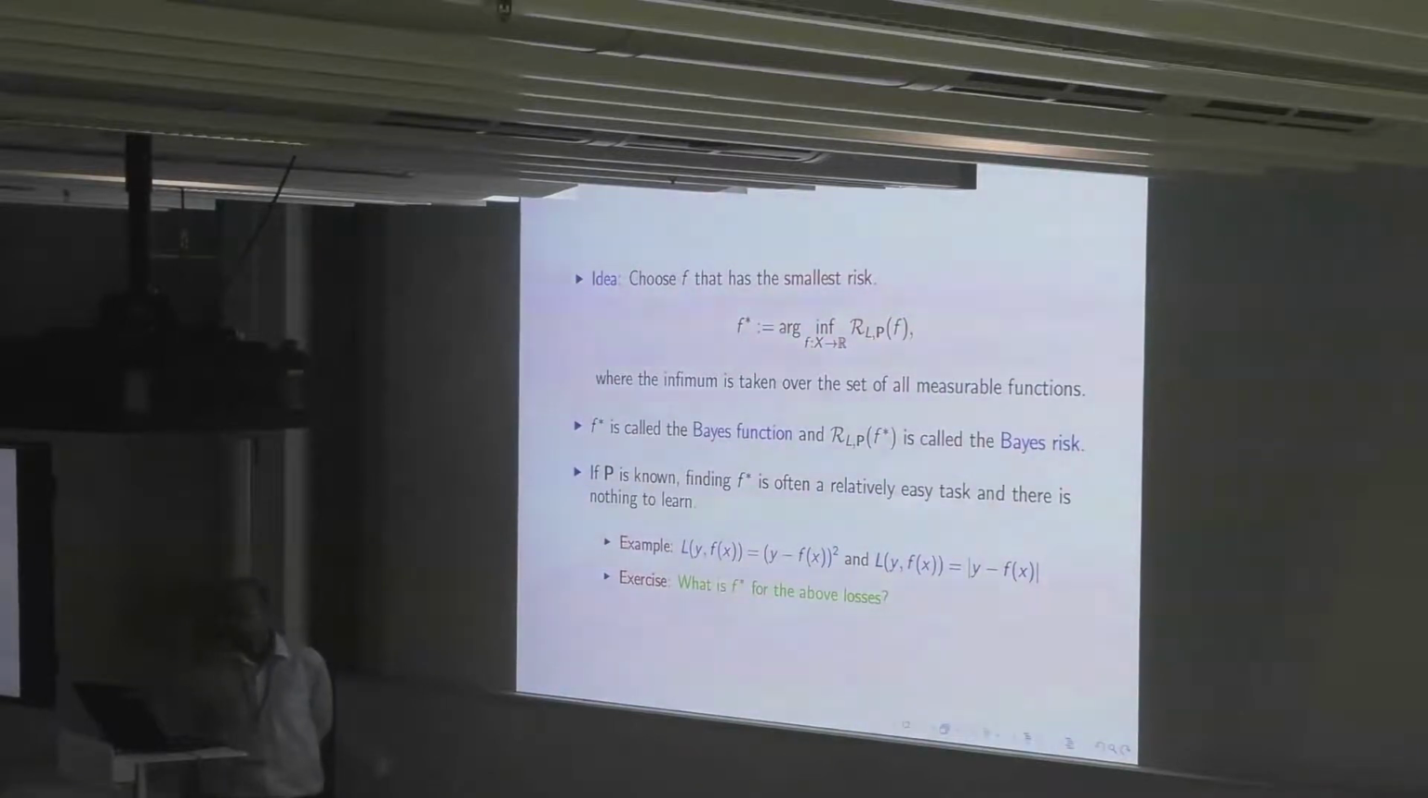Okay, if P is known, this problem is probably not too difficult for certain loss functions. So if you use the square loss or the absolute loss, you can actually find what this f star is. So this will be an exercise. If you haven't done this before, it might be an interesting thing to check. You can actually exactly write what this f star is.